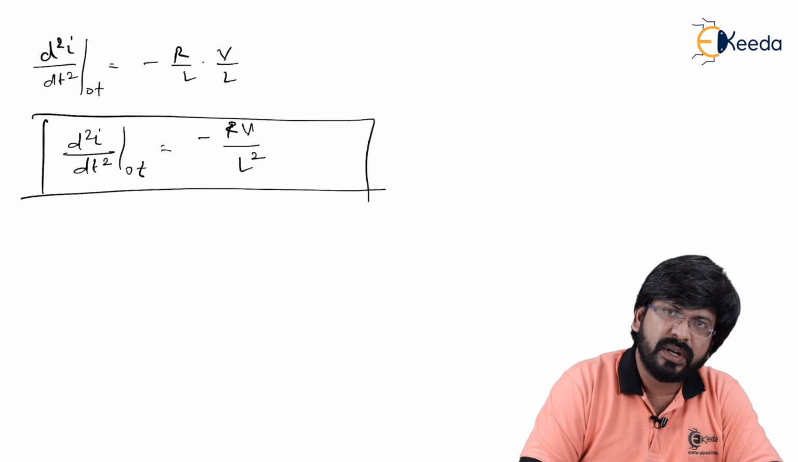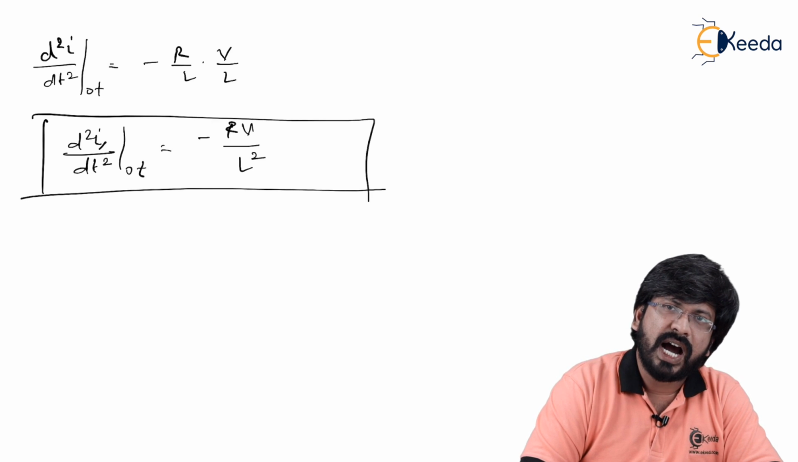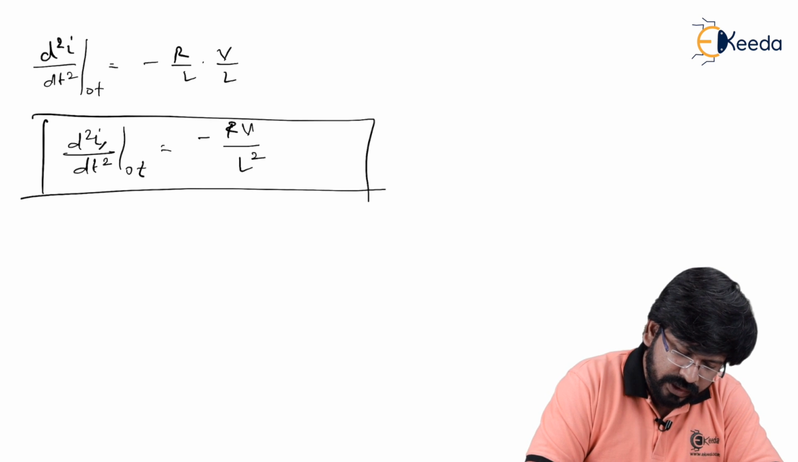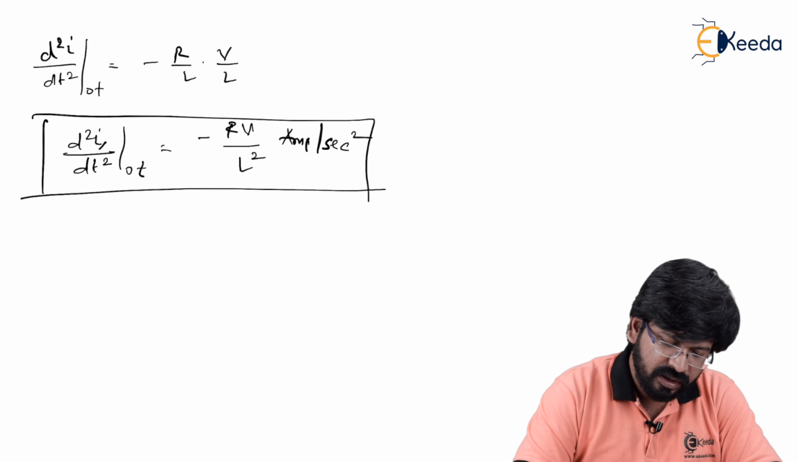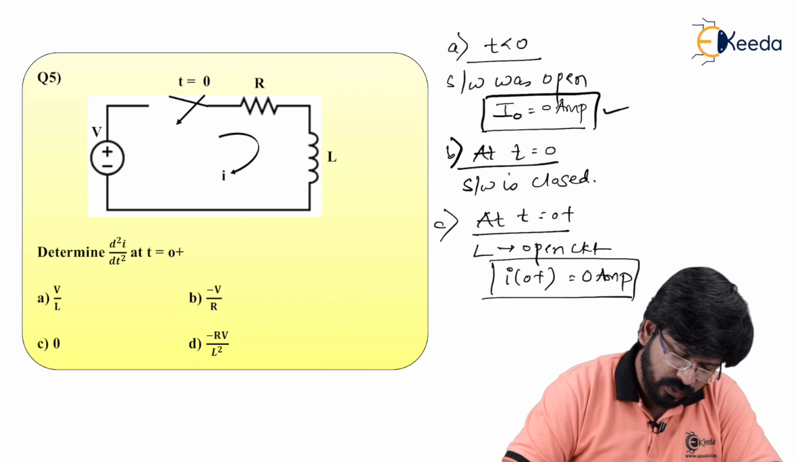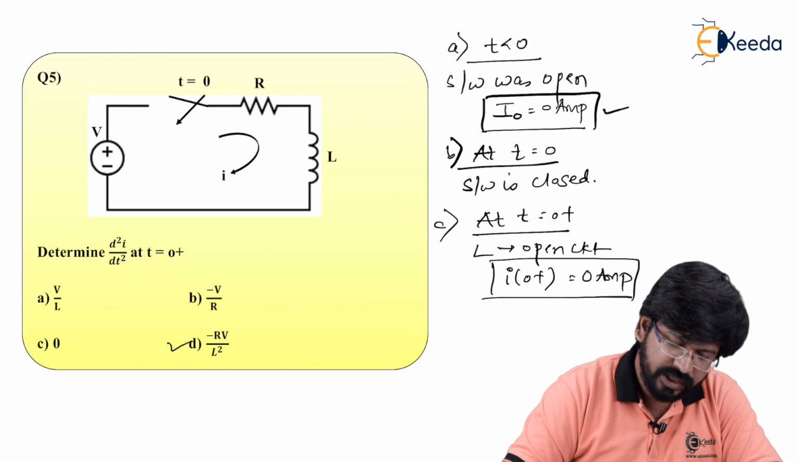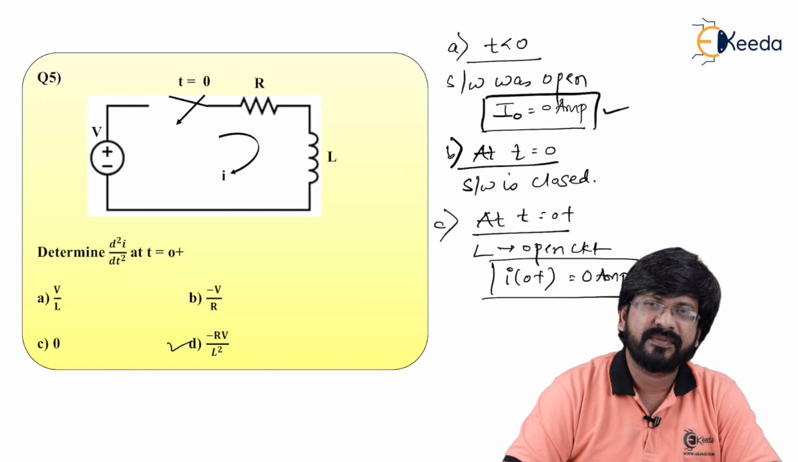Here d square I by dt square will have a unit of I upon t square. The unit of current is ampere and t square is second square, so the unit is ampere per second square. Let's move to the problem and see which option is correct. The value that we have got is minus RV upon L square. As you can see, option number D here is the correct option. I'm sure you have understood all the problems. Thank you.